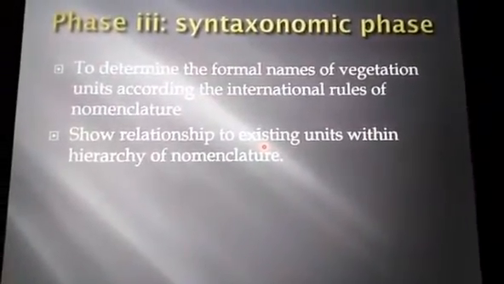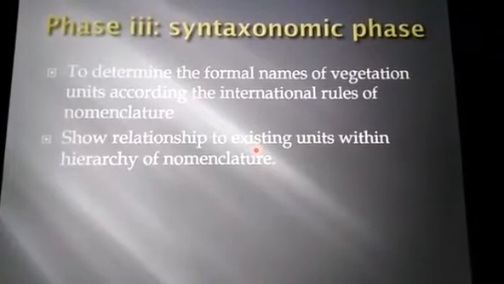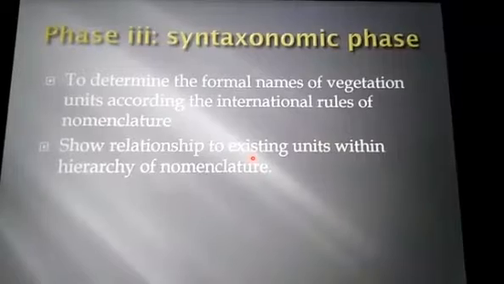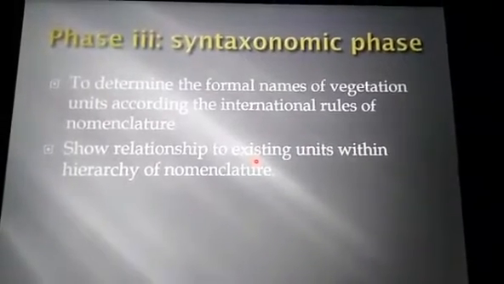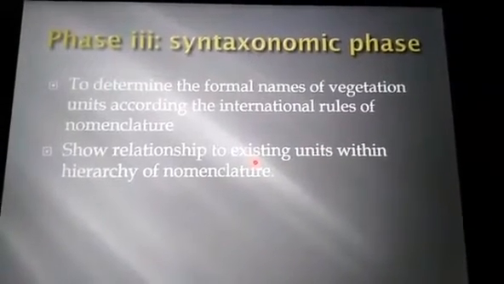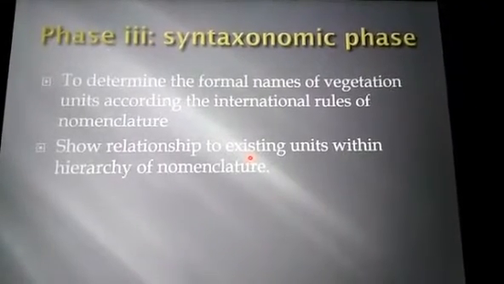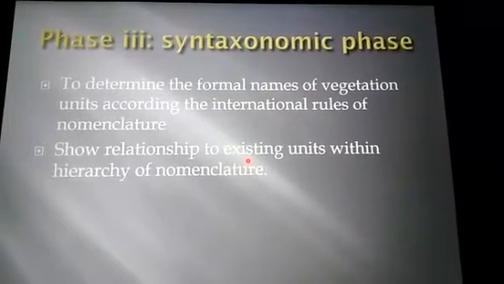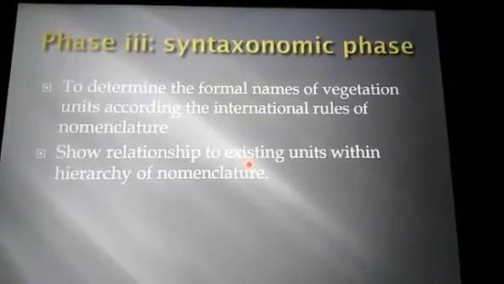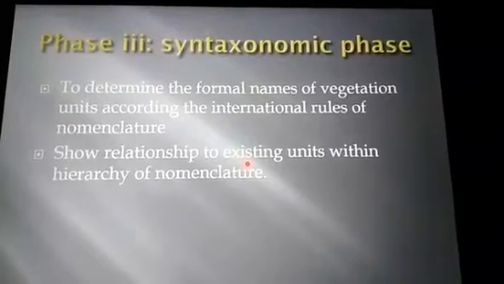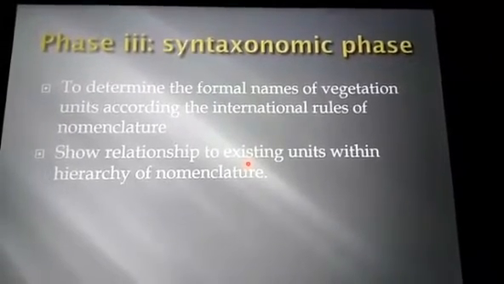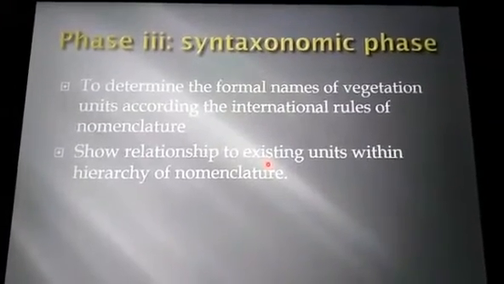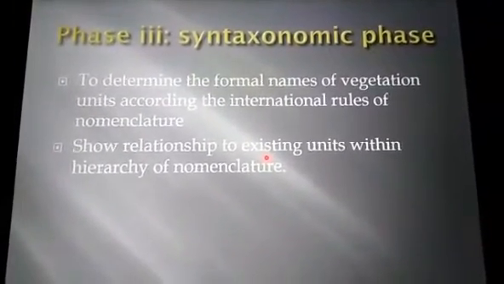Then after all that, when you have passed all those steps, you come to the last phase, which is the syntaxonomic phase. Here the aim is to determine the formal names of the vegetation units according to the international rules of nomenclature. So you show relationships to existing units within the hierarchy of the nomenclature. So this should have been very simple to understand.